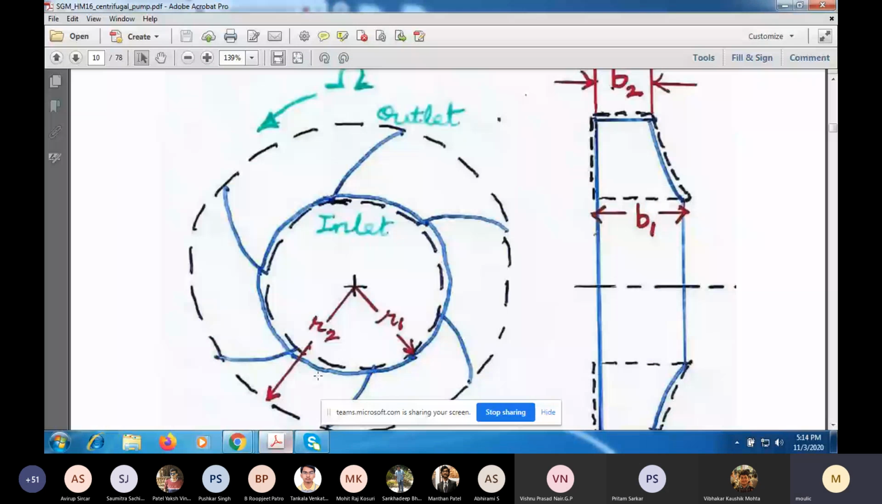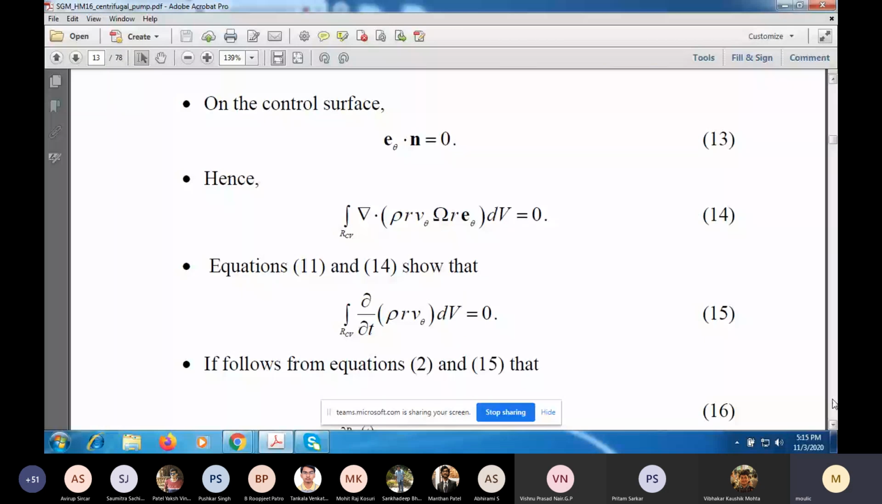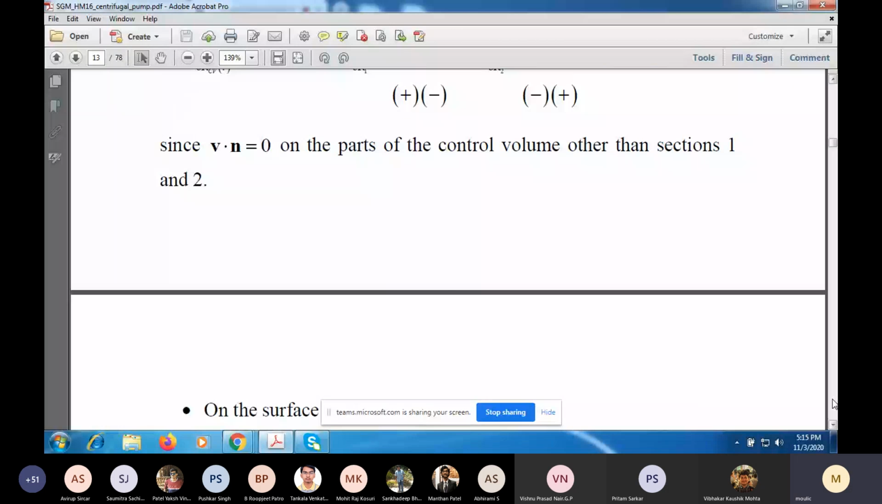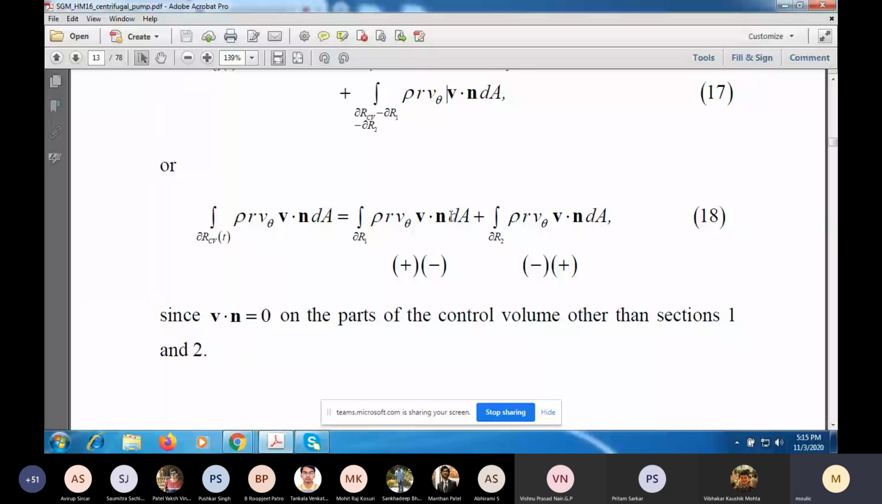Okay, so this inner circle we'll call ∂R1, this outer circle we'll call ∂R2, and the remainder we'll call ∂R minus ∂R1 minus ∂R2. So let us look carefully. On the remainder, V dot n will be 0. So V dot n is 0 on parts of the control volume other than the circles. I wrote section here by mistake, 1 and 2.